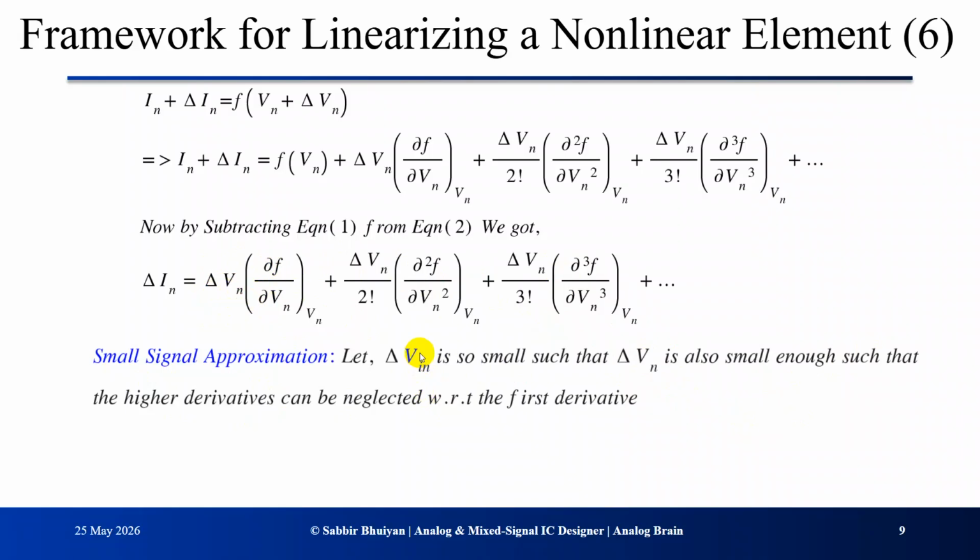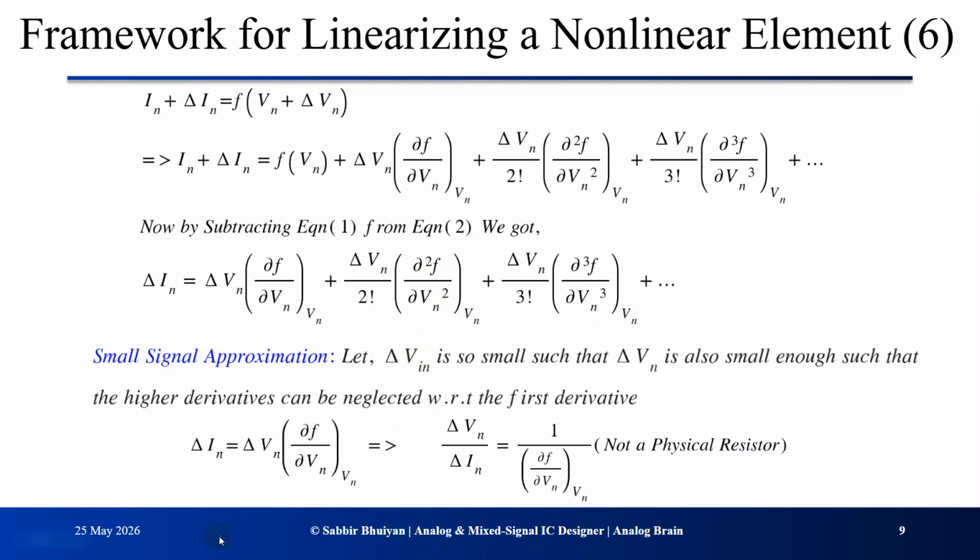So there is a constraint of the small signal needing to be small. How small is small, actually? We are assuming that del Vin is small, so del Vn is also small, so we already omit those higher order terms. Now we can write del In is equal to del Vn dou f by dou Vn around the operating point Vn, and we can write del Vn by del In is equal to 1 by dou f by dou Vn at that operating point Vn. So what is this? This is nothing but a resistor, right? 1 by dou f by dou Vn. This is nothing but a resistor.